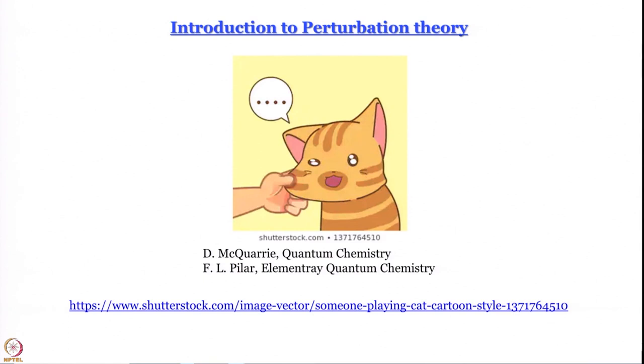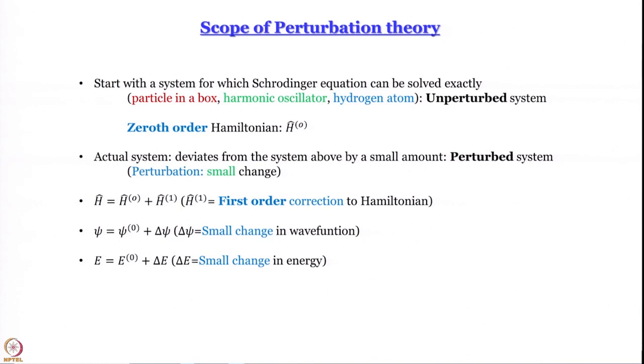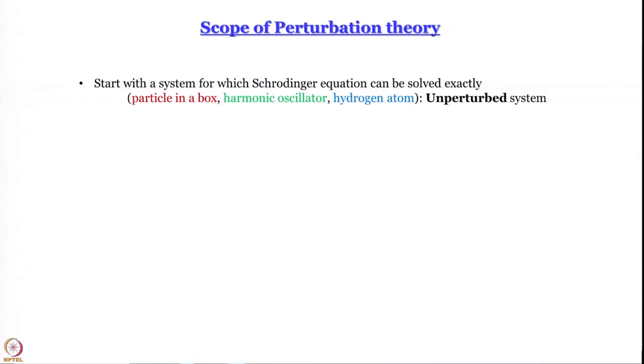But now, we start slowly talking about perturbation theory. We wish to introduce ourselves to this technique. So, first thing I want to say is, what is the scope of perturbation theory? Perturbation theory is an approximation that you cannot use anywhere and everywhere. If it was, then you would not need the more rigorous variation method later on. So, in perturbation theory, what happens is, you start with a system for which you can have exact solution of Schrödinger equation. For example, as we said, particle in a box, or harmonic oscillator, or hydrogen atom.